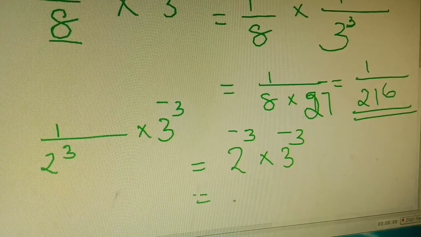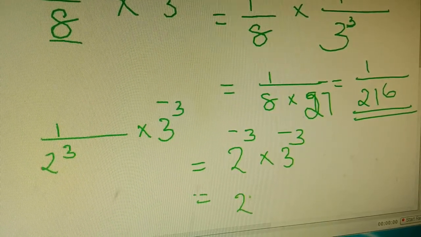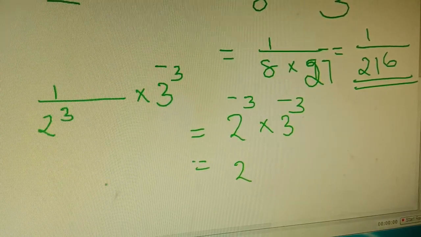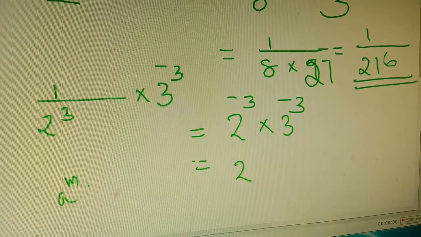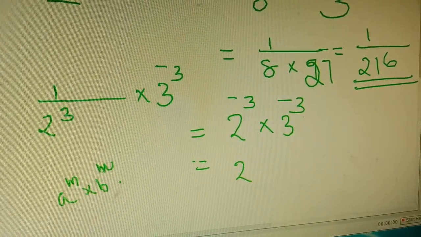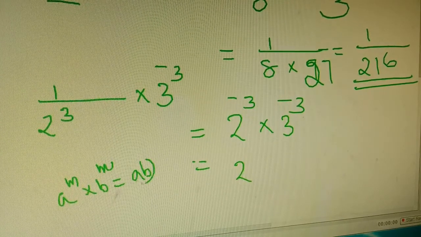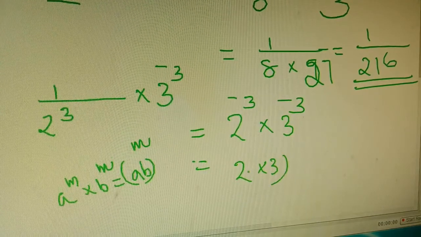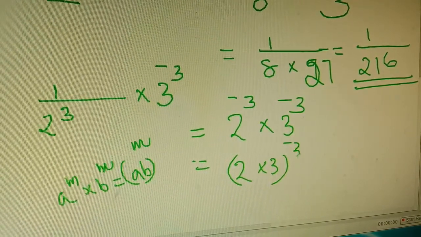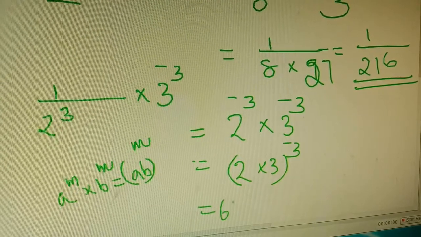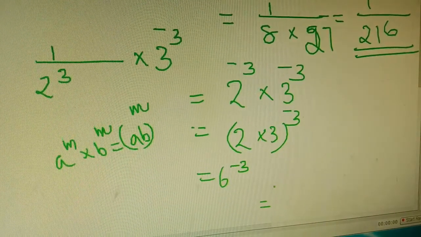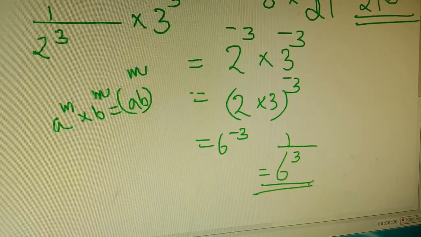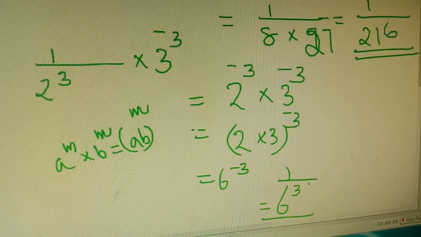Then it is of the form a to the power m times b to the power m, where the bases are different. So the answer is ab to the power m. So here also 2 times 3 to the power of negative 3, that is 6 to the power of negative 3. 6 to the power of negative 3 is actually 1 by 6 to the power of 3. We know 6 to the power of 3 is 216.